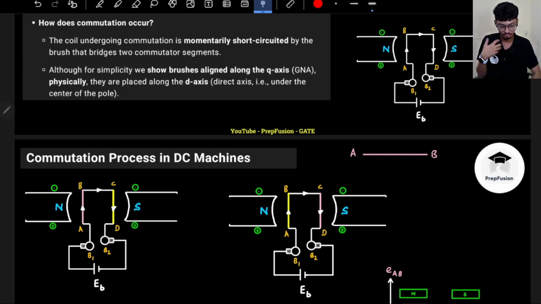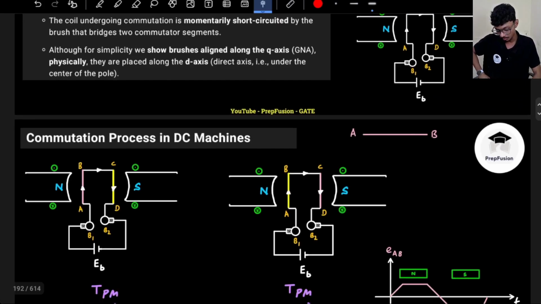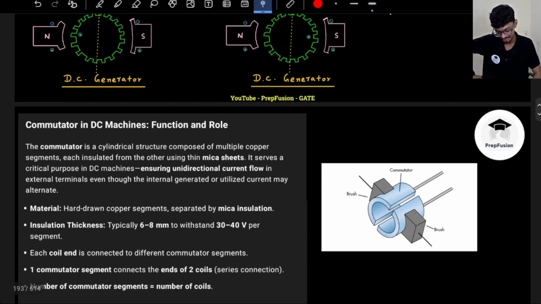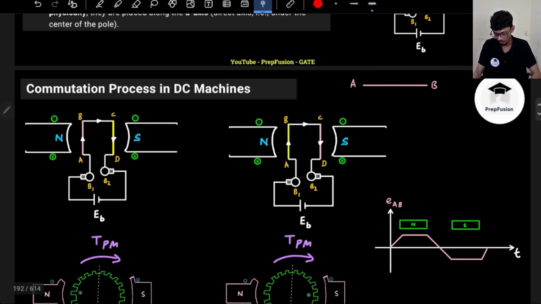And what does it? The commutator does it. The commutator helps in the process of commutation. The commutator is this particular thing. These are brushes through which the current goes away, and the commutator is the physical part that is responsible for commutation.